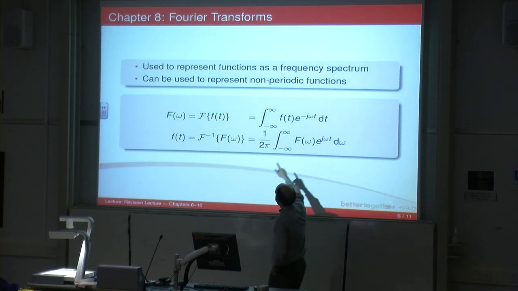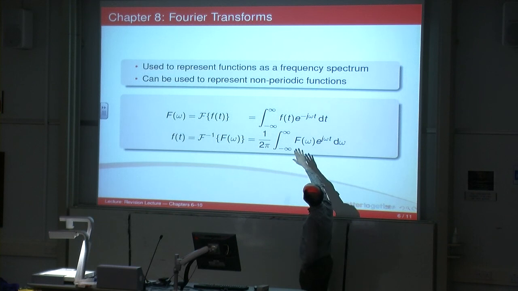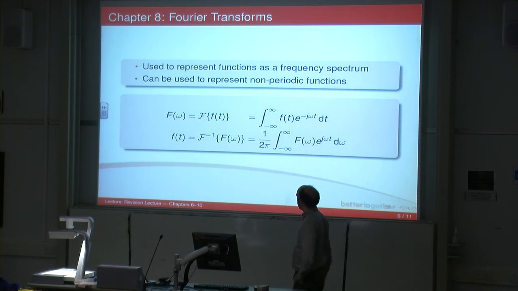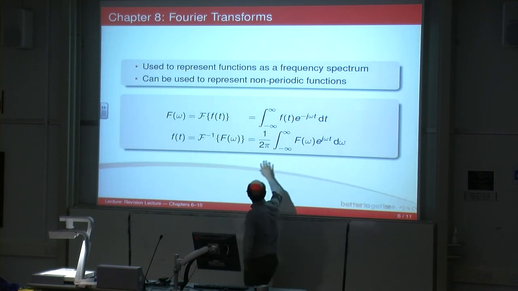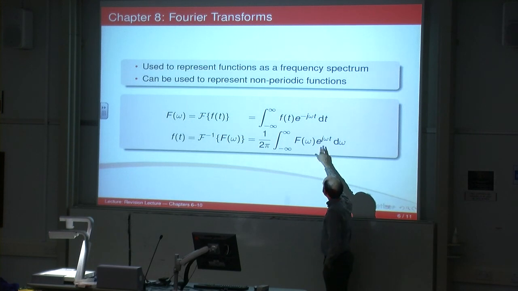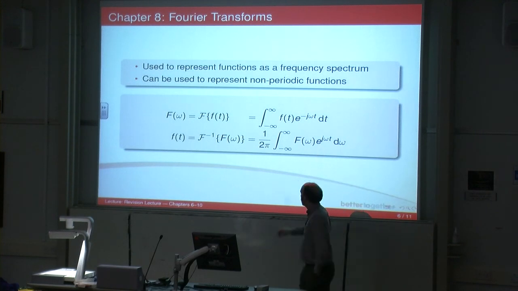Now the equation for doing a Fourier transform: you simply take the function in time and multiply it by e to the minus j omega t, integrate it, and you get your F of omega. Then you can do the inverse Fourier transform, F minus 1, which is a very similar equation. You've got 1 over 2 pi out front, and instead of e to the minus j omega t, you've got e to the j omega t. And this is your frequency domain function, not your time domain function. So you can go from one to the other.